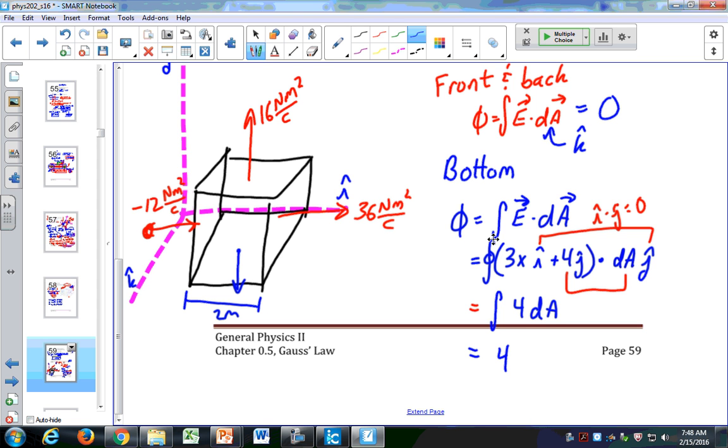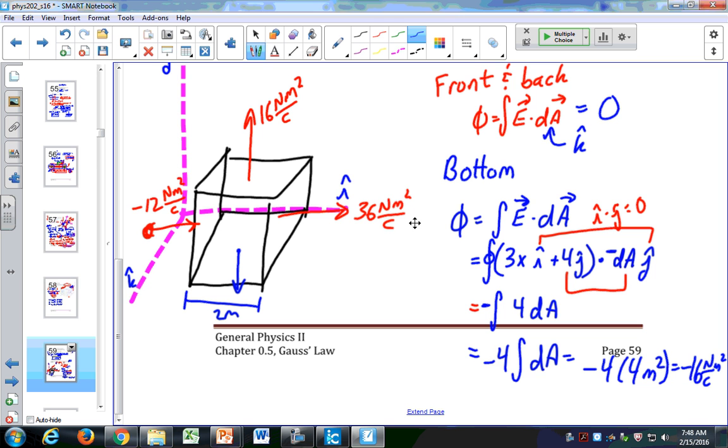Oh, it's also in the negative j direction, sorry. So I'm going to have a negative there as well. So I have negative 4 times the integral of dA. The integral of dA is just the area of that face, which is going to be 4 square meters. So this is going to be negative 4 times 4 meters squared, which is negative 16 newtons per coulomb meter squared.